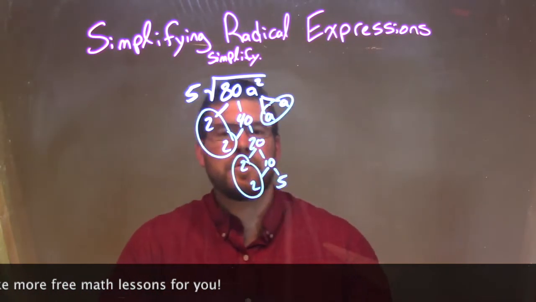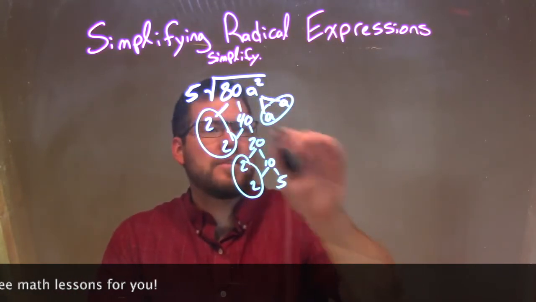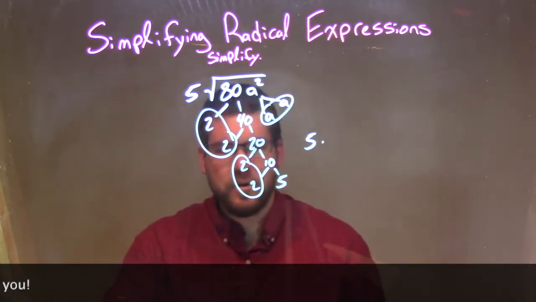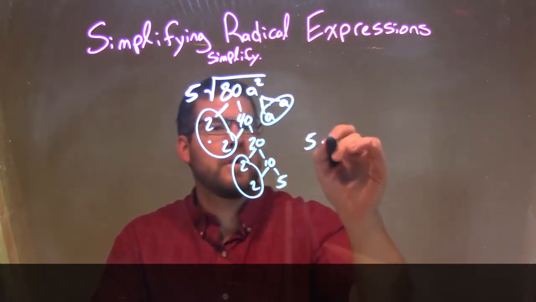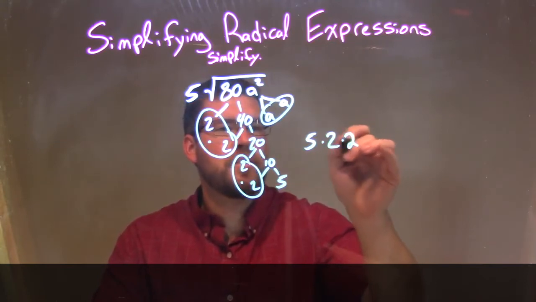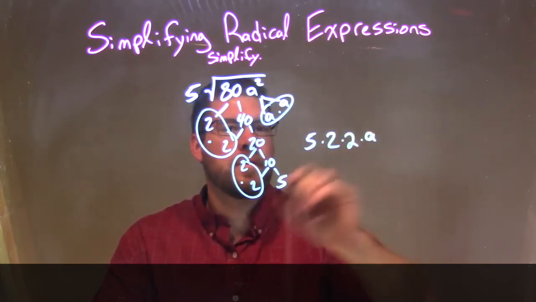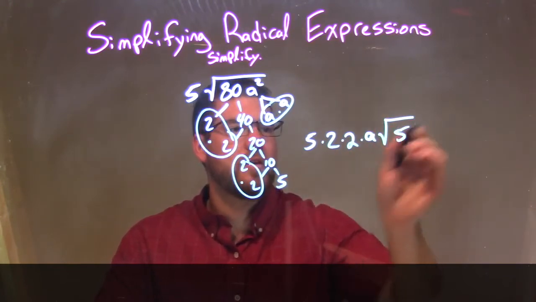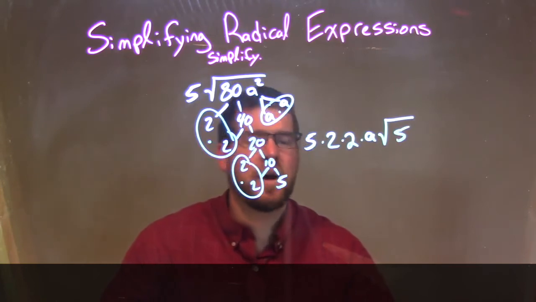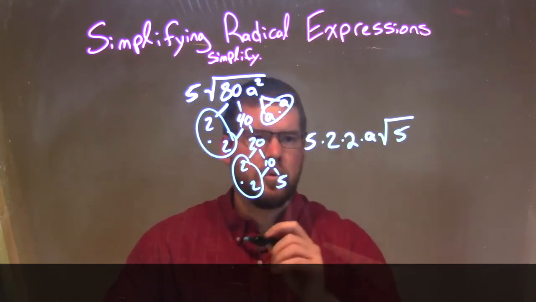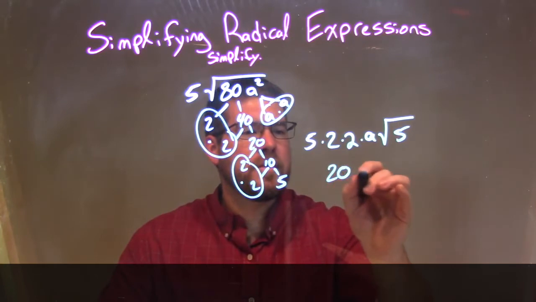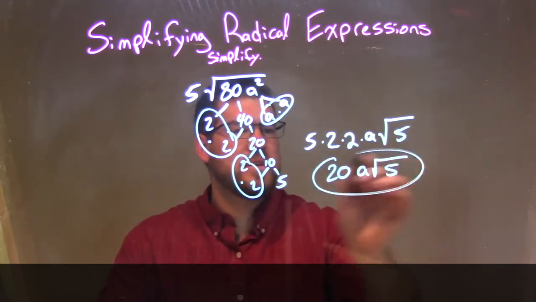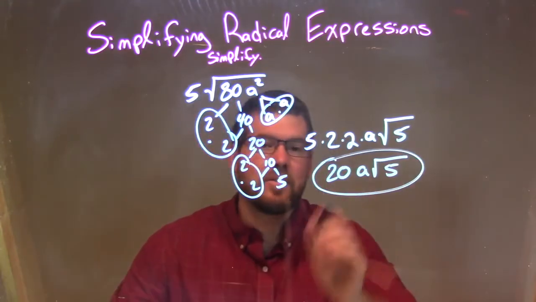So now I've taken my pairs. Let's go fill them in. Now, 5 stays on the outside, and I'm going to multiply 5 by each one of these pairs, but just a single representation of each one of these pairs. One pair of 2's right there, 2, another 2, times 2, and then times the a. Right. Now what's left is the 5. It's on the inside of the square root, so it's the square root of 5 right there. So now let's simplify. 5 times 2 is 10, times 2 is 20. So we have 20a times the square root of 5, and there we go. Pretty easy to simplify at that point, and that is our final answer.